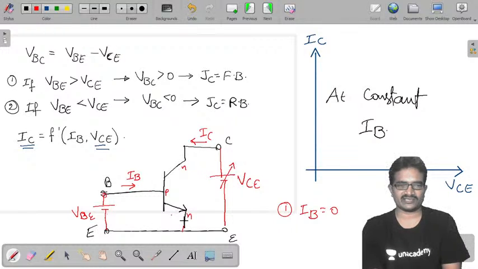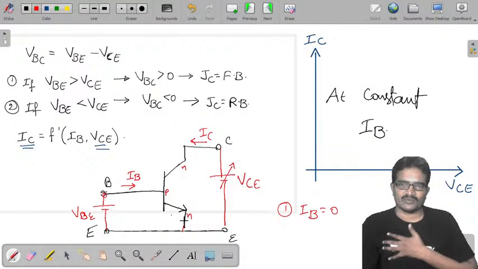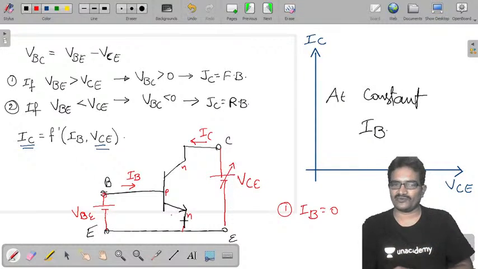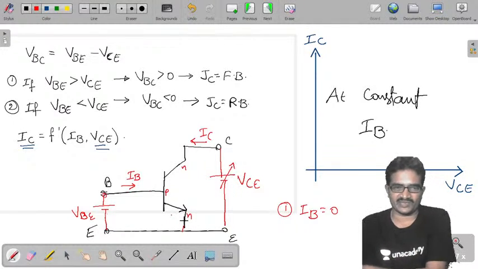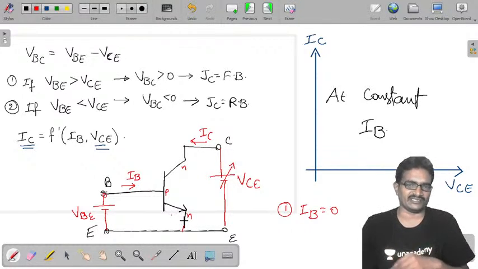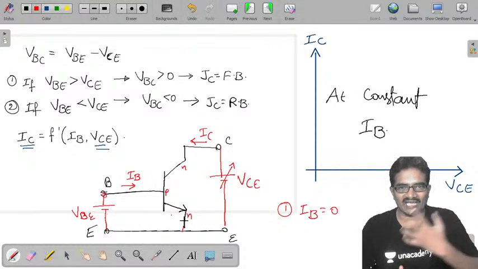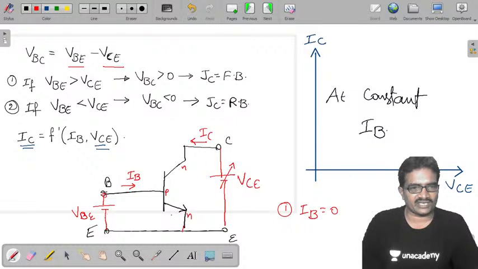Now you may ask, sir, why don't I take VBE open circuit? By open circuiting the terminal, directly IB equals 0, that is very easy. It is very easy, fine. But with the VBE terminal open, VBE is infinity. That is the meaning of that. The resistance between base and emitter is infinity, you are not applying any potential. But I want to continuously compare VBE and VCE.